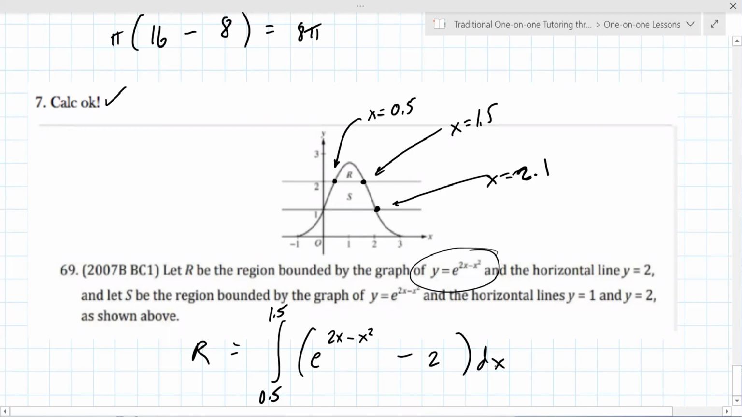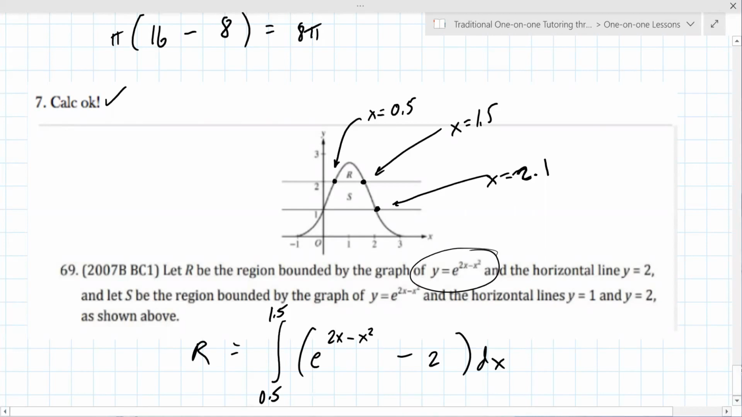It is not asking for volume. Since it's asking for area, it's just top minus bottom. There's no squaring. And there's no way to do this by hand. So it's truly a calculator problem. Now, the instructor could change it slightly to make it doable by hand, but that would require some creativity that is not here. Okay, so just plug that in.